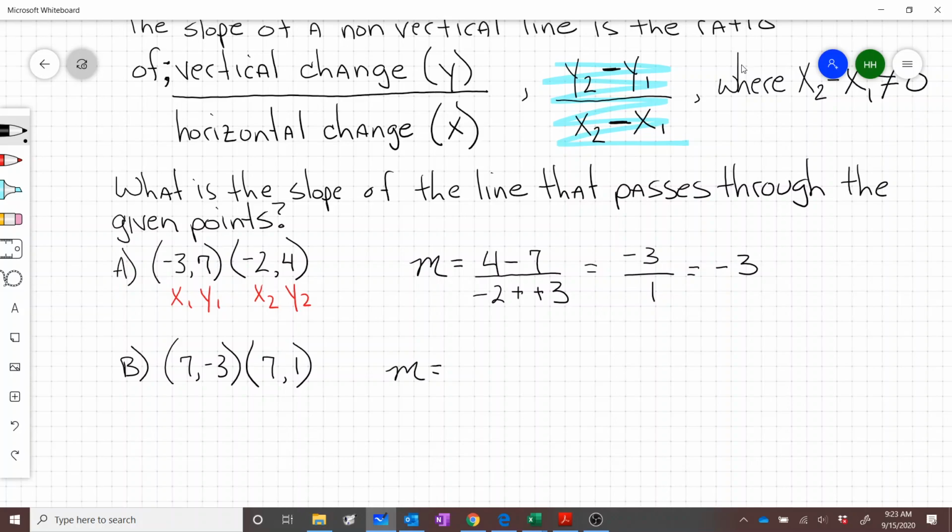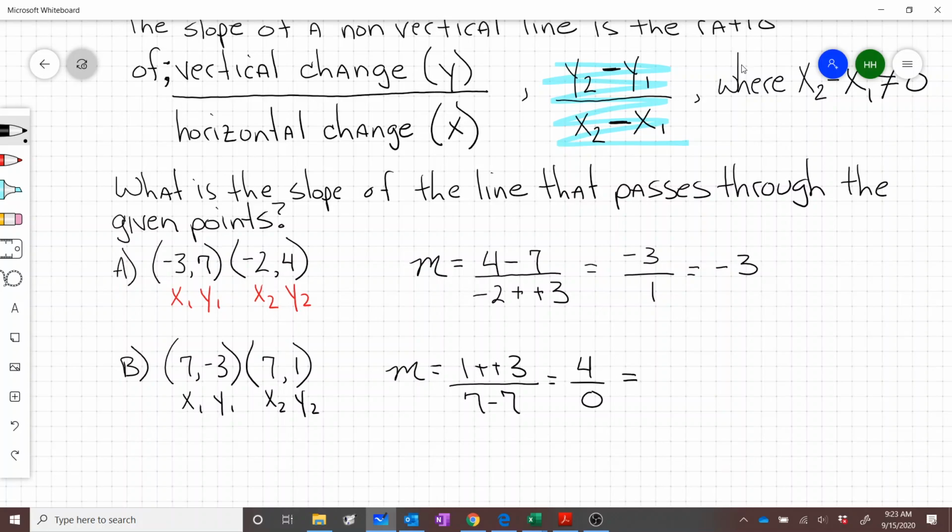If you're trying to find your slope and you got your x1, y1 and your x2, y2, in the numerator you got 1 minus negative 3. And in the denominator you got 7 minus 7. So look, up top if you keep, change, change, you get 4. In the denominator, 7 minus 7 is equal to 0.